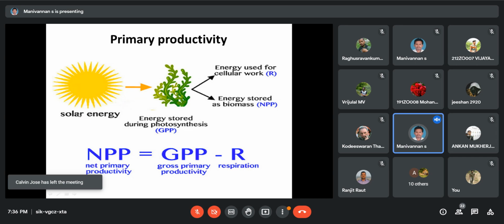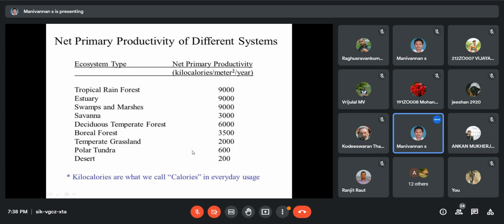What is net primary productivity? What is the net primary productivity in the different systems? Able to follow? Anyone? Clear? Any doubt? No, sir. Okay. What is net primary productivity? What is gross primary productivity? The next one: what is the net primary productivity of the different ecosystems?